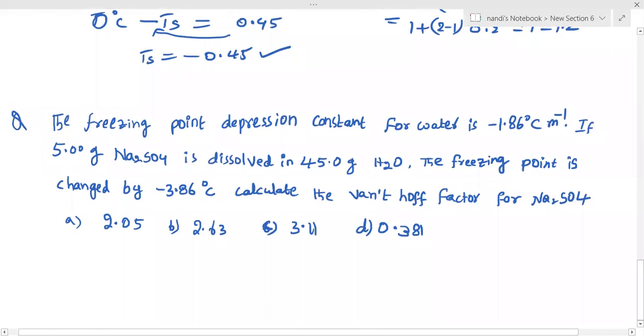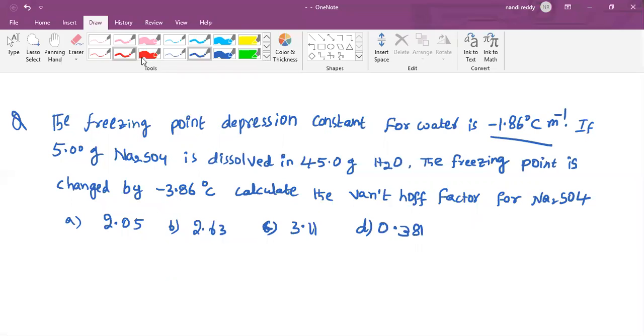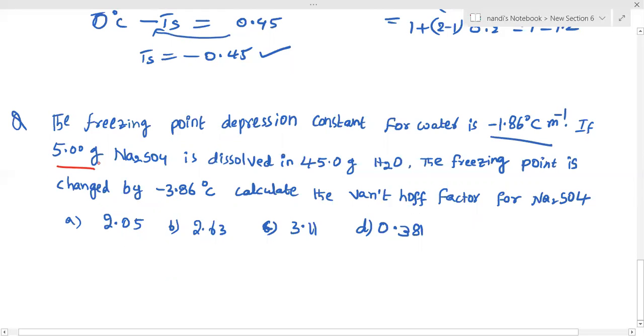Now you can check it here. The freezing point depression constant for water they gave, and next the weight of Na2SO4 they gave. Dissolving in whatever weight of water solvent they gave, the freezing point changed by the amount they gave. Then calculate the van't Hoff factor. Just write the formula, they're asking the i value. So we know one formula, we can write that very clearly. Which they gave, you can write one by one.